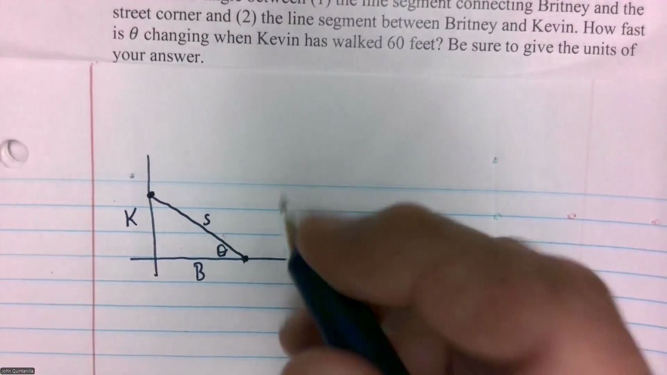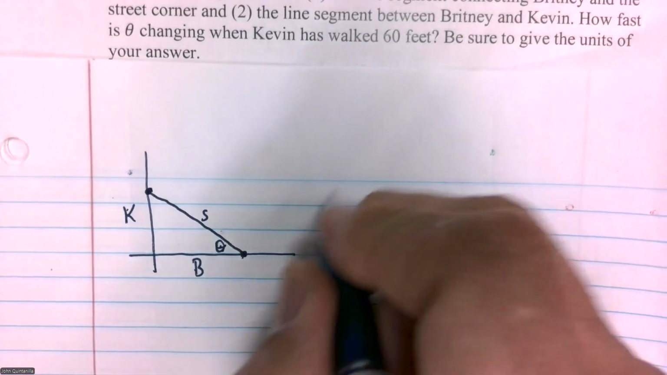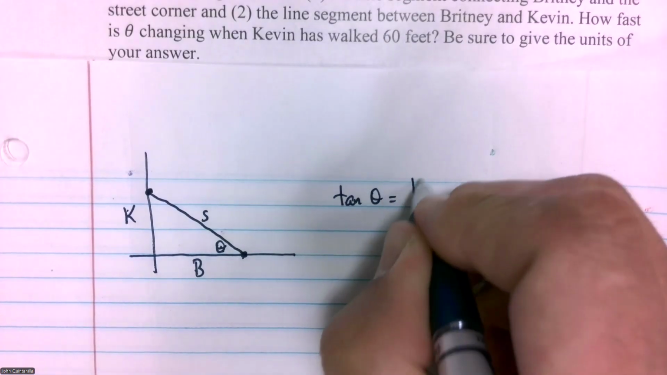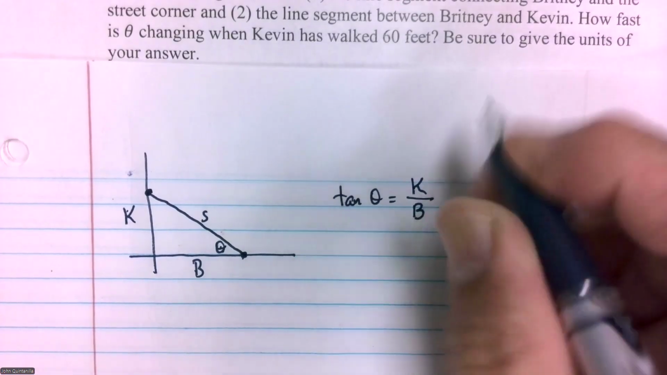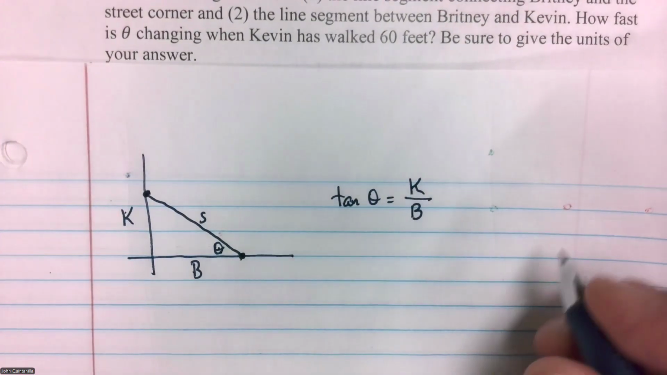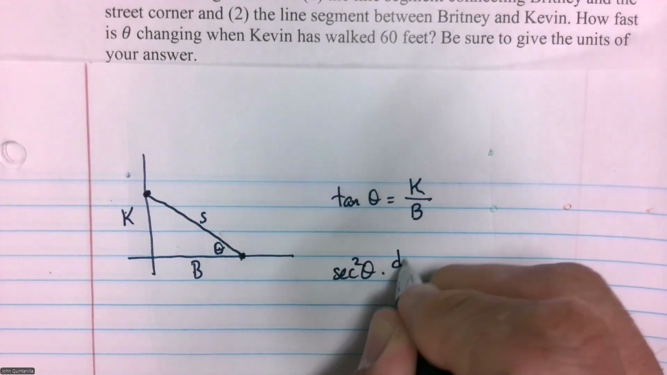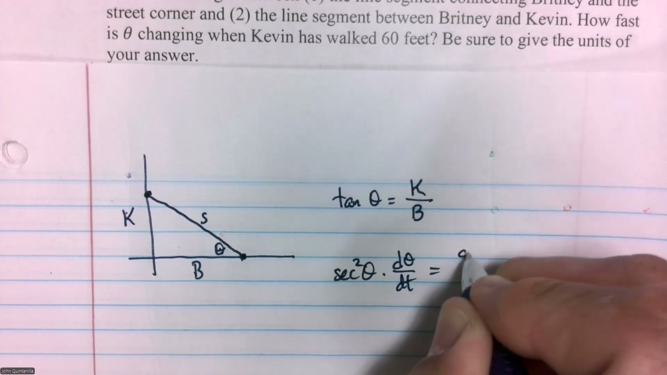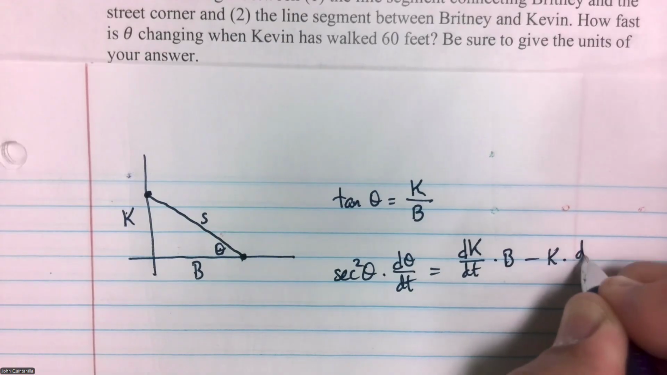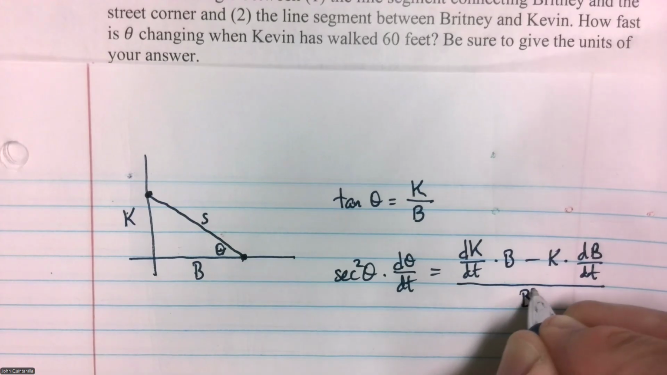Okay, and so is there a relationship between theta, K, and B? Yeah, so we can show that tangent of theta is equal to K over B. Now K and B are both changing, so neither one of these is a constant. So if I now take the derivative with respect to time, secant squared theta times d theta/dt is equal to the derivative of the top times the bottom minus the top times the derivative of the bottom, all over the bottom squared.